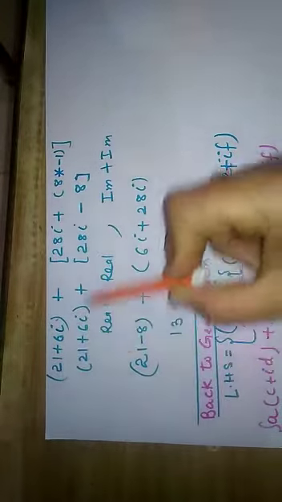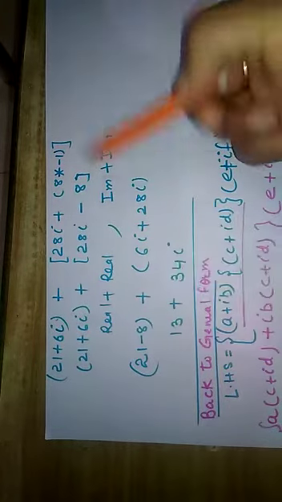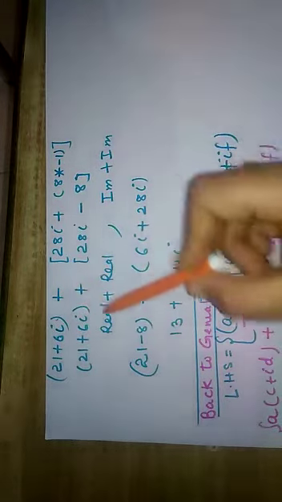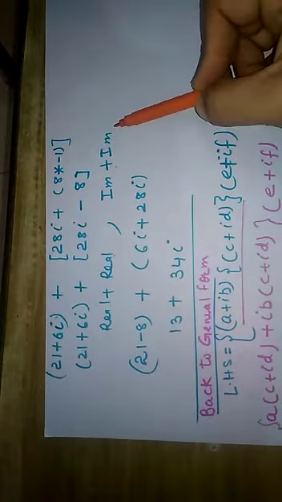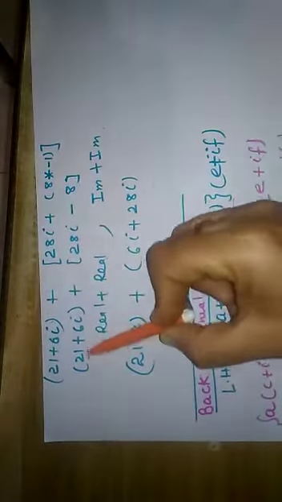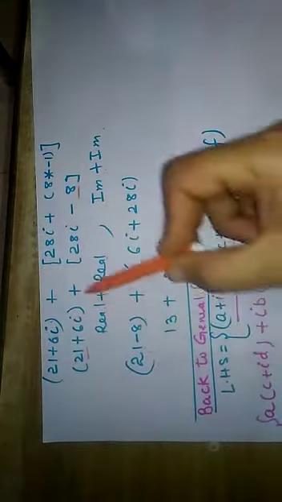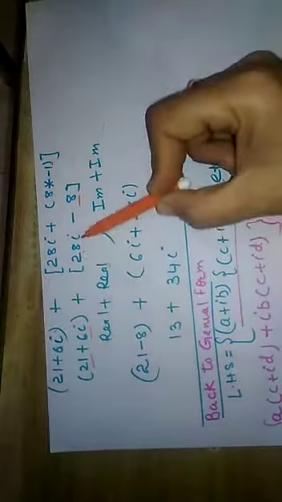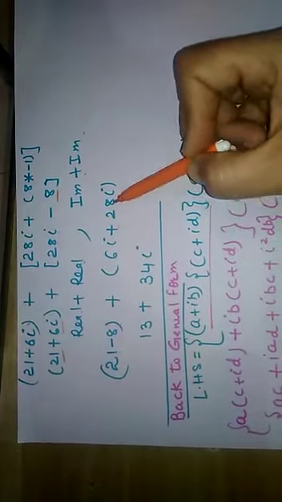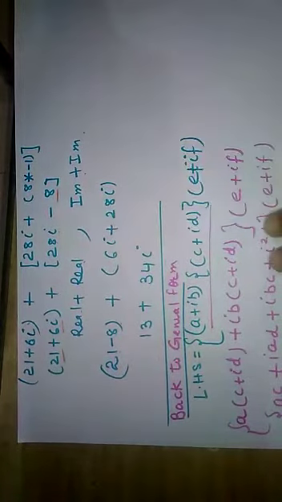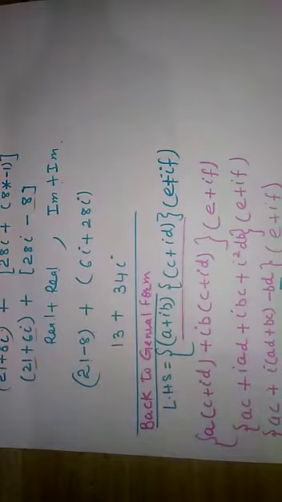Now I will add these two complex numbers, real with real and imaginary with imaginary, which I have told you already. So real plus real, imaginary plus imaginary. 21 is a real part here, minus 8 is the real part. I will add them, and 6 iota and 2 iota are the imaginary part. I will add them. So let's go back to the general form.